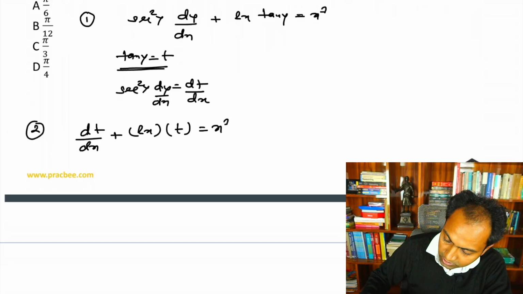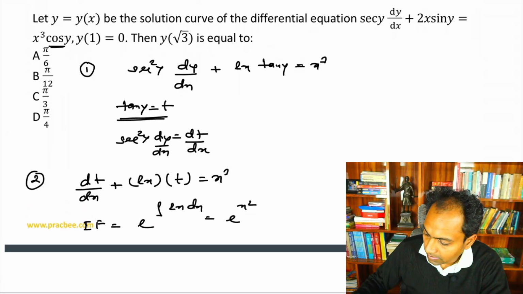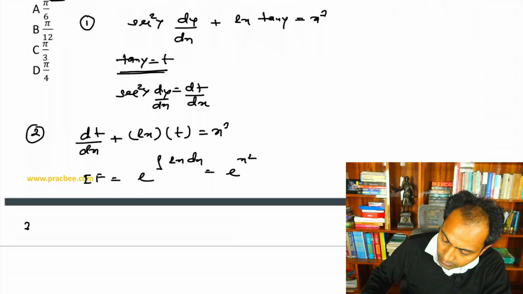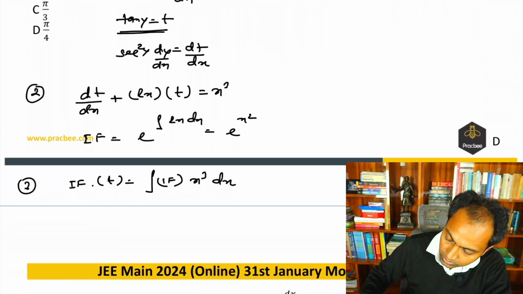Equals x cube. And now in the next part, if I find the integrating factor, this is e raised to the power integration of 2x dx, that is e raised to the power x square. In the third step, we can write the answer as integrating factor into t is integration of integrating factor into whatever is on the right hand side, that is x cube dx. So the integrating factor came out to be e raised to the power x square into t.